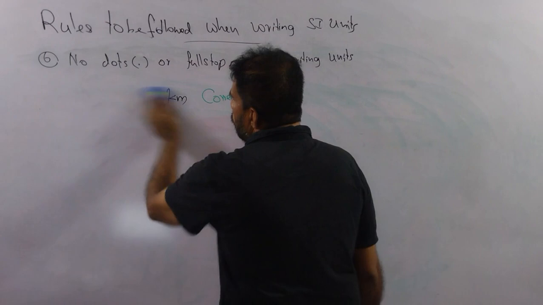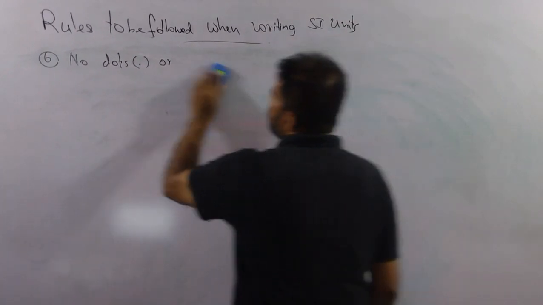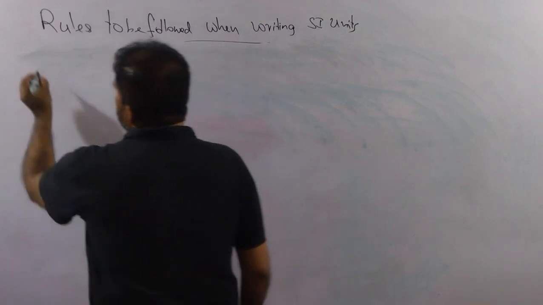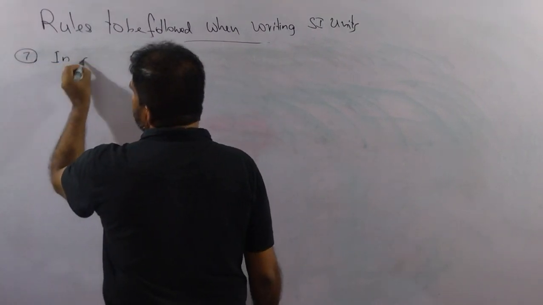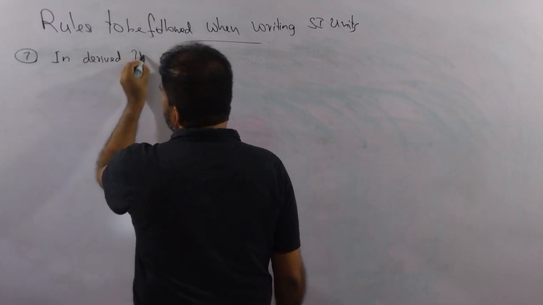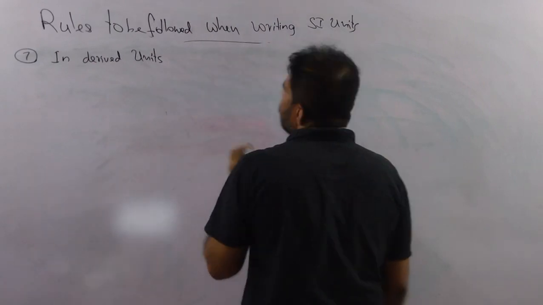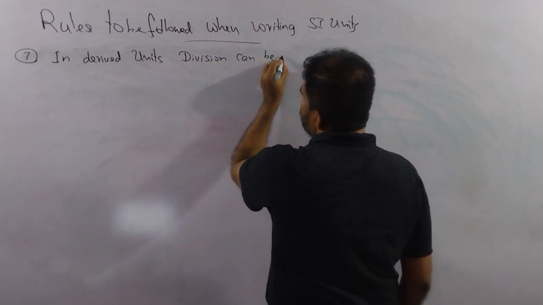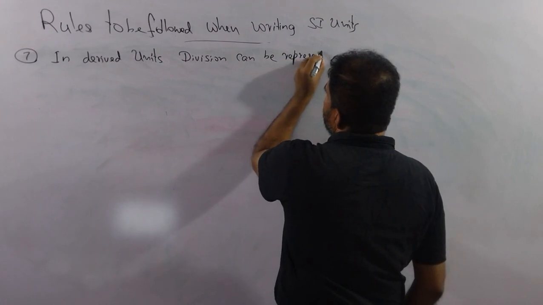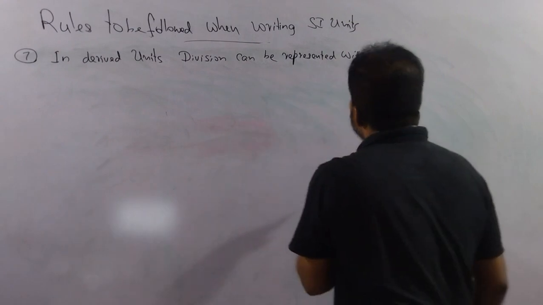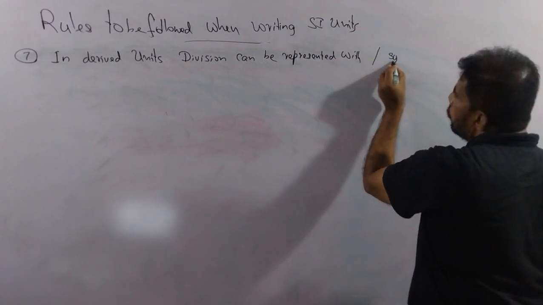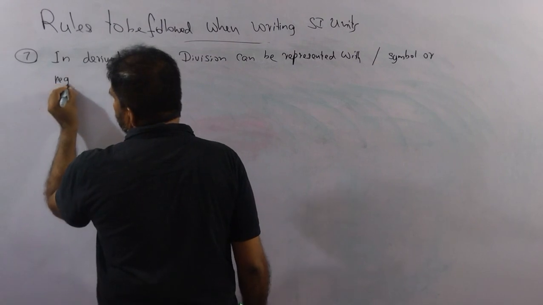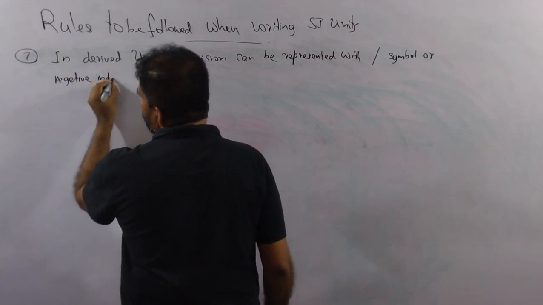Next one, when we are writing derived units, if it's a division of units, division in derived units can be represented with a slash symbol or negative index. Negative index, I'll explain.